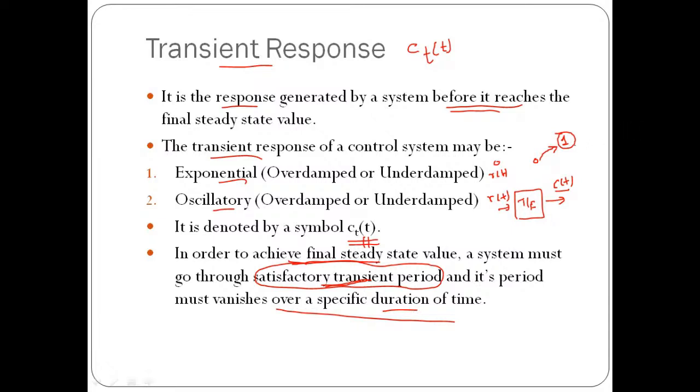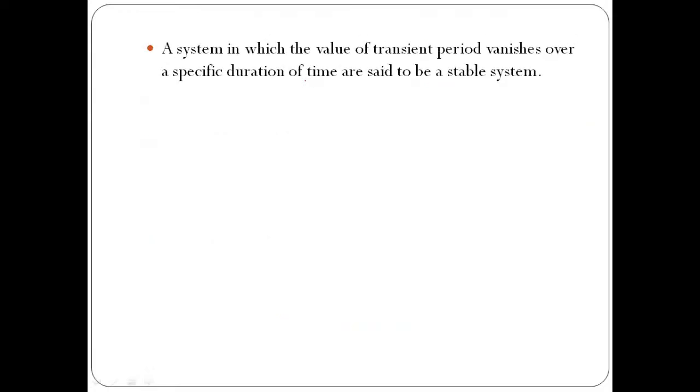Why? Because our final state must be 1. Then only we can say that the system is absolutely stable. That is important. So from this statement, we can also have an idea of how we can define the stability of the system. But for the time being, let us consider what is the transient time response of a system. It is nothing but the time taken by the response of a system before it reaches its final steady state value. That time is called the transient time. A system in which the transient period vanishes over a specific duration of time is said to be a stable system. I told you that. The same thing is mentioned over here.